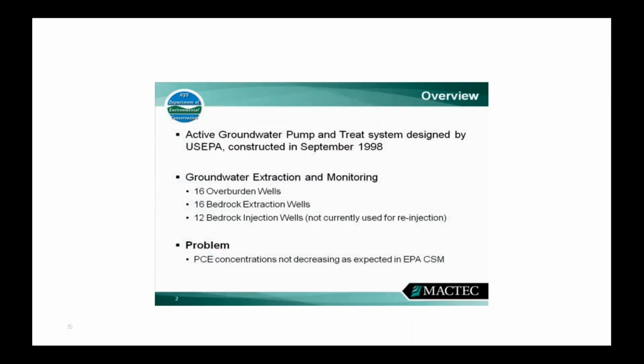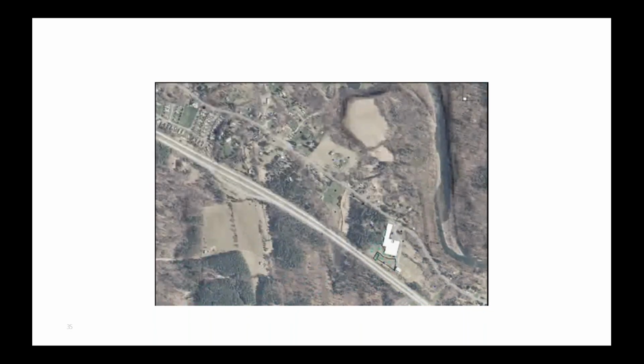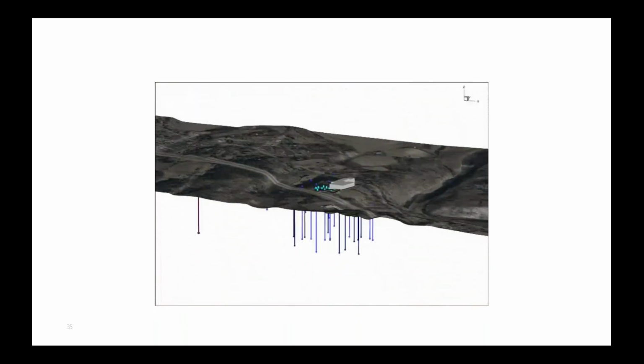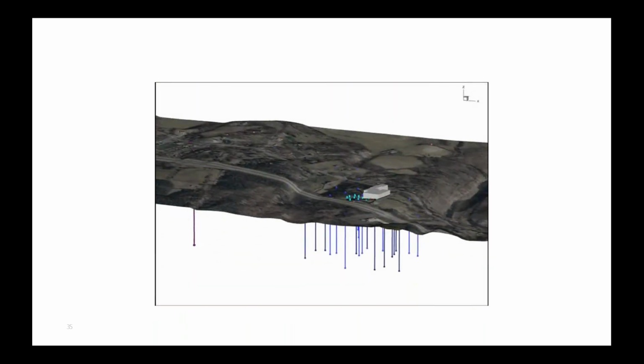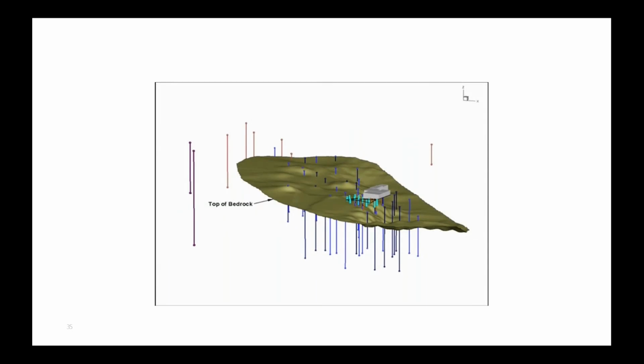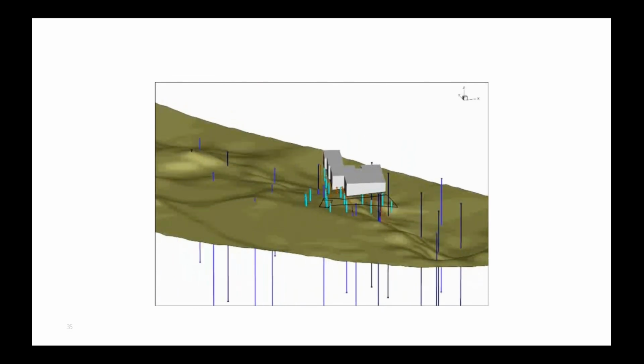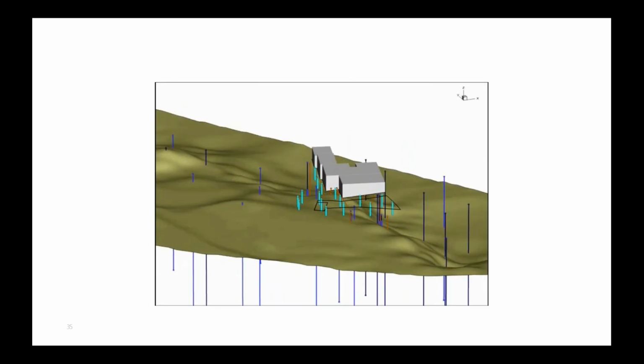There we go. So yeah, they had 16 extraction wells, overburden and 16 bedrock. It's the site. You can see the wells, the 2 red points out to the north. That's the monitoring system. The blue on the top are the soil samples where the source was. It's the top of bedrock. You see you have a little trough in the bedrock there.